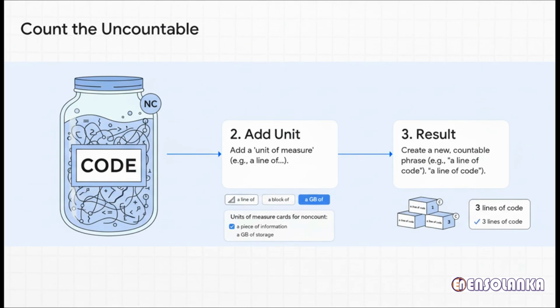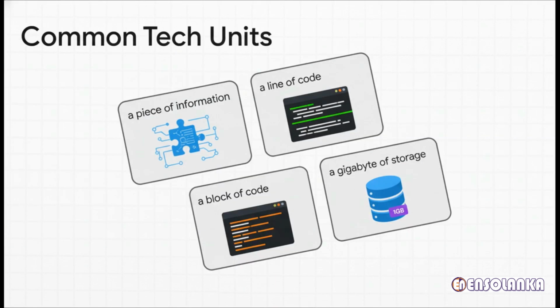So what do you do when you absolutely need to quantify a non-count noun? You can't count code itself, but you can count the containers it comes in. The trick is to just add a unit of measure. That little phrase makes the whole thing countable. And here are the units you'll be using all the time.